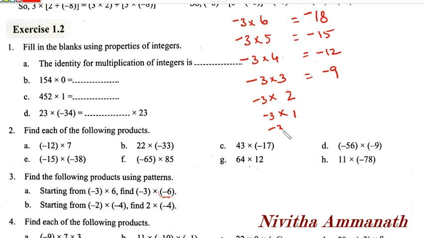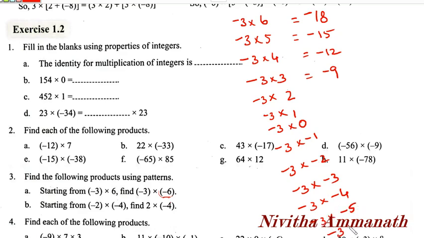So minus 3 into 0, minus 3 into minus 1, minus 3 into minus 2, minus 3 into minus 3, minus 3 into minus 4, minus 3 into minus 5, minus 3 into minus 6. Till this you have to do. Minus 3 into 2 is minus 6. How do we do? Minus 18, from that we have to add 3.